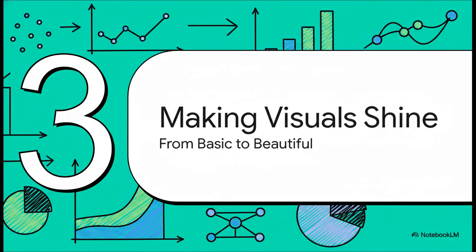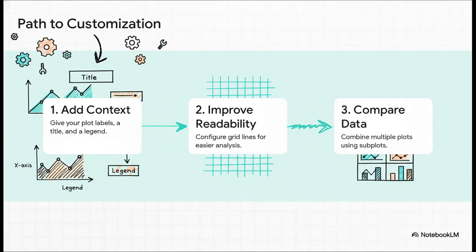The point is, whatever story is hiding in your data, there's a plot type ready to help you tell it. But just creating a basic plot is really just the first step. The real magic happens when you start to customize your visuals. That's how you make them not just informative, but also really clear, professional, and honestly, beautiful. And customizing doesn't have to be super complicated. It really just boils down to 3 simple steps that make a huge difference.